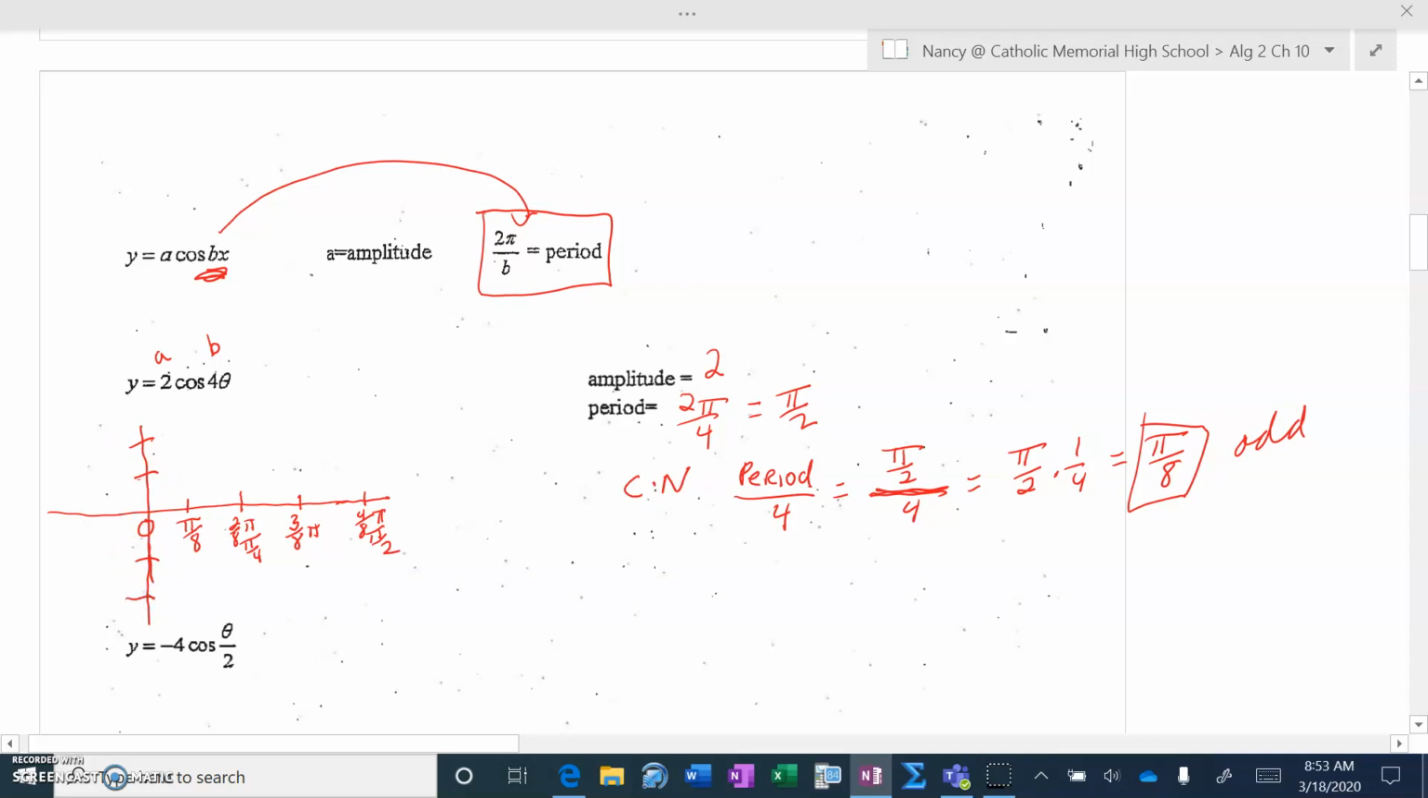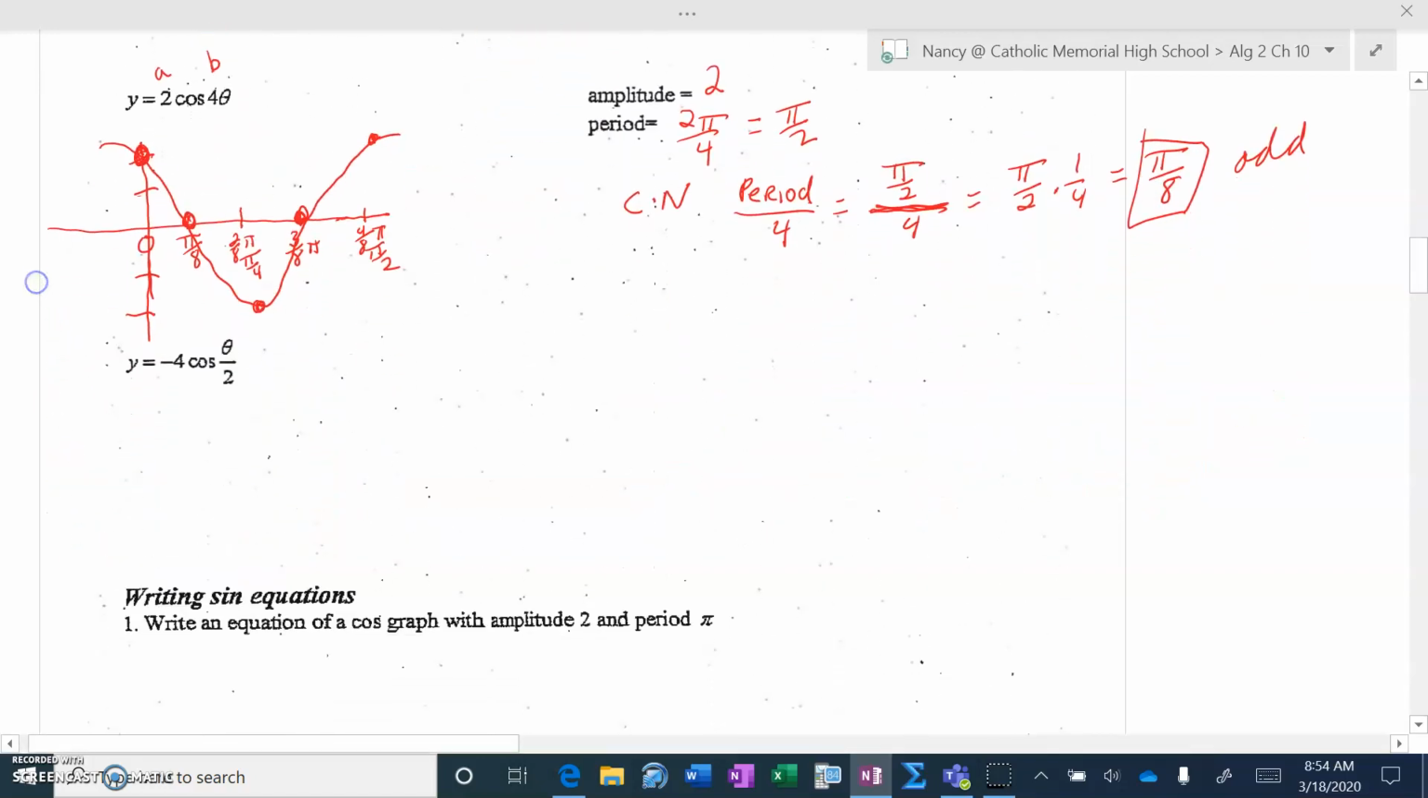So if we're doing a cos graph with amplitude 2, we would start at 0. At 0, we'd start up at 2. Pi over 8, we're at 0. Pi over 4, which is 2/8 pi, we're down at -2. 3/8 pi, we're at 0. 4/8 pi, I'm back up at 2. So there is a cos graph, amplitude 2, period pi over 2.